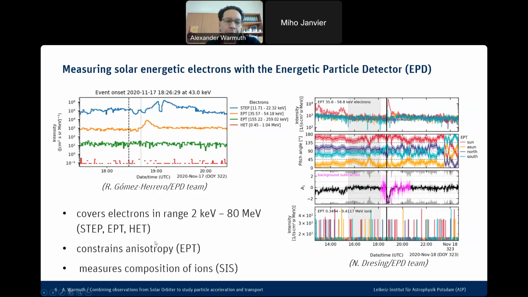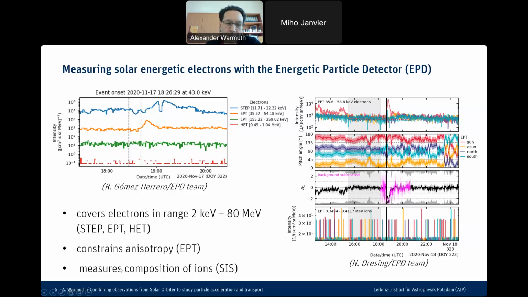But EPD can also constrain the anisotropy of the events, or the EPT sub-instrument can do that because it has different look directions, which you see here. And here you see that only in one channel, the one which is looking to the sun, we have an increase. So this is really a highly collimated particle beam, therefore a large anisotropy.